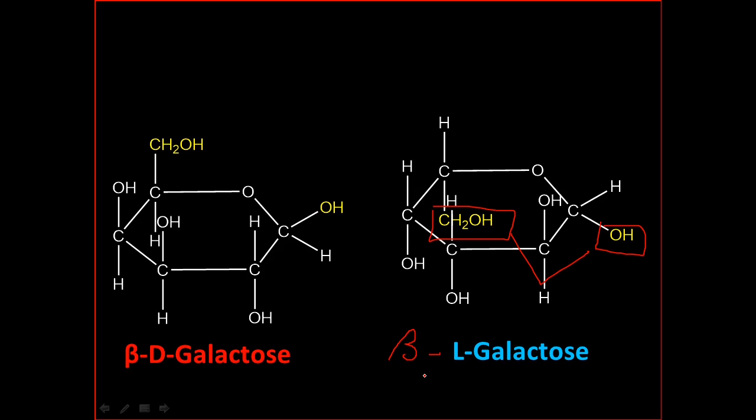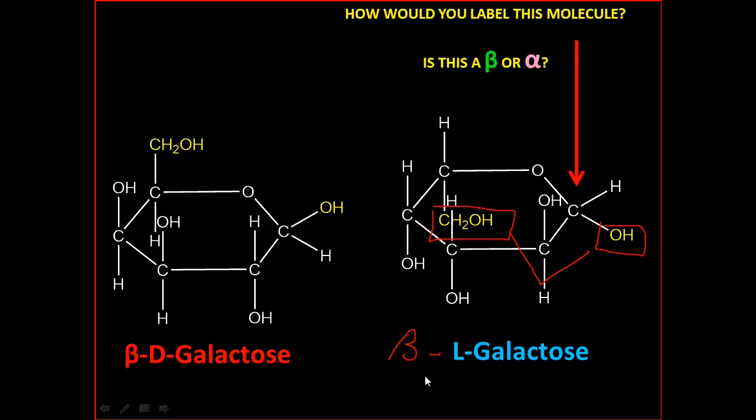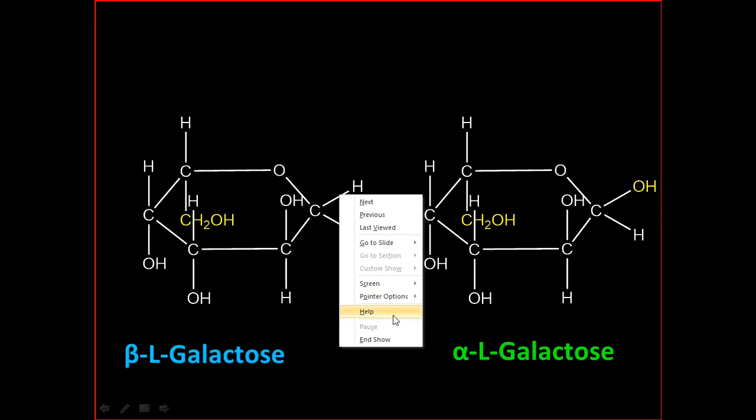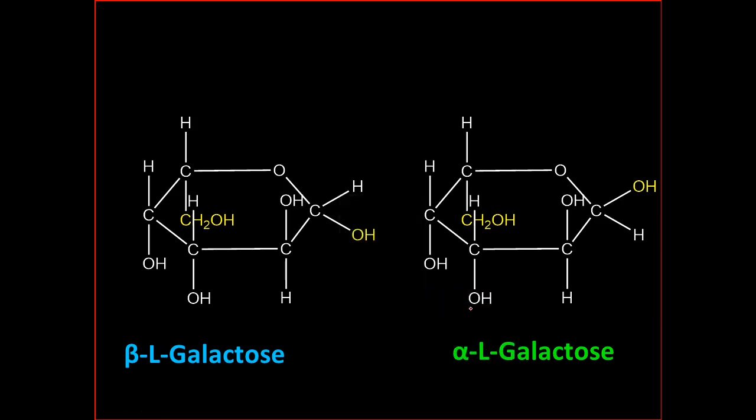When both of them are on the same side, automatically that is a beta L-galactose. Okay? Now, what about the next one? What about alpha? Alpha will always be on the opposite. As you can see here, the CH2OH will always be at the bottom because it is L.